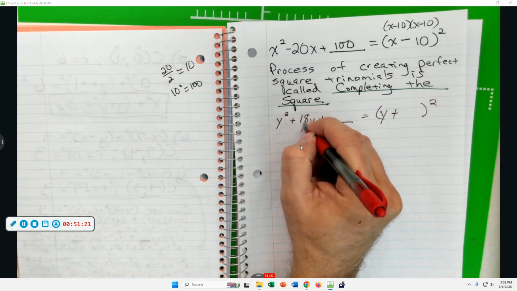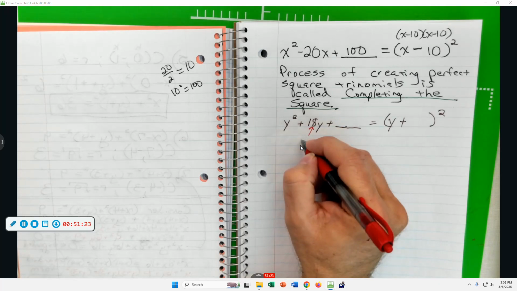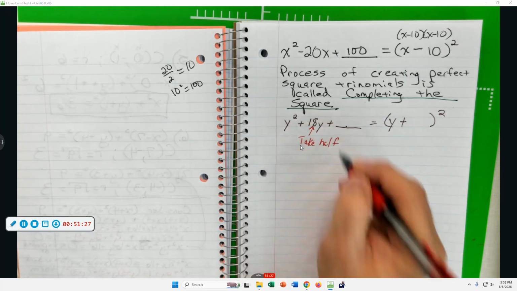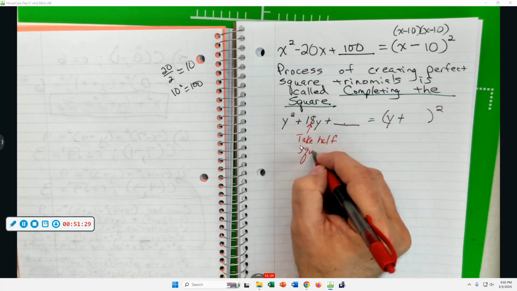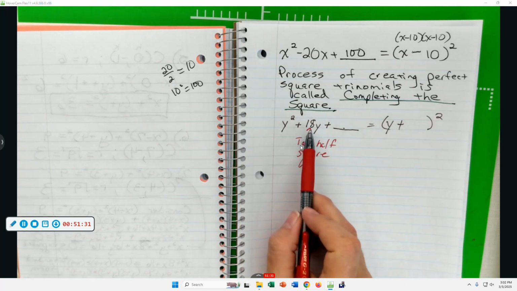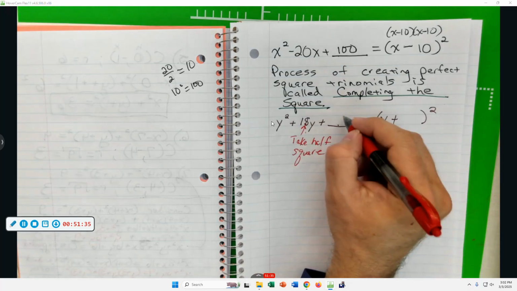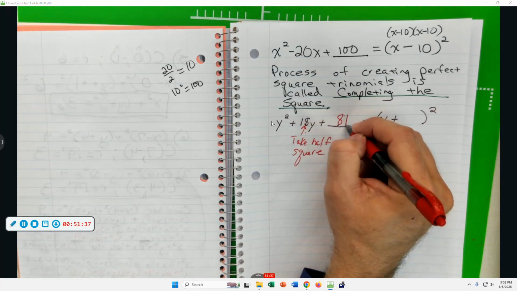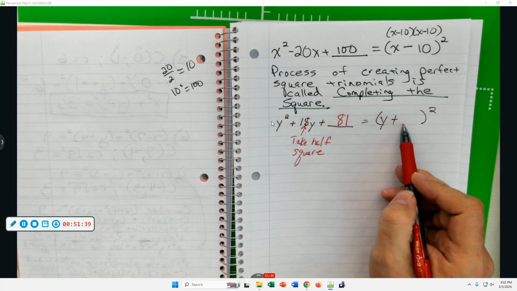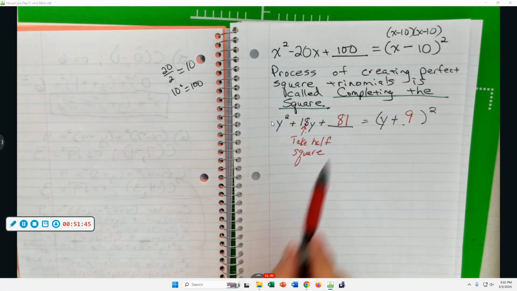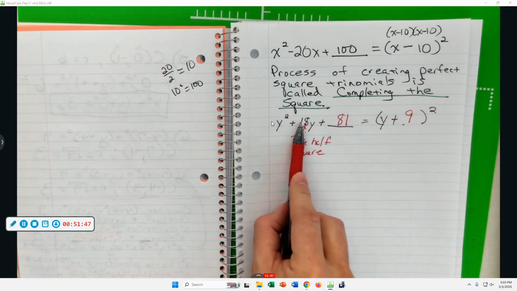Whatever this number is right there, that middle number, you take half of it and then square. Half of 18 is 9. 9 squared is 81. But 81 doesn't go here. What goes right there? 9. And you can think of it as either the square root of 81 or half of 18.